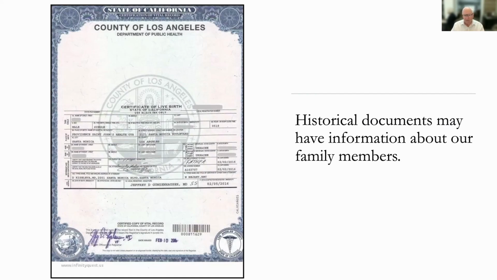The answer is very simple. They may have simply changed their name, or they may have moved into a very unlikely and different place than the one that you're looking for, or any number of other kinds of circumstances. But that doesn't mean there aren't documents that have recorded those people.